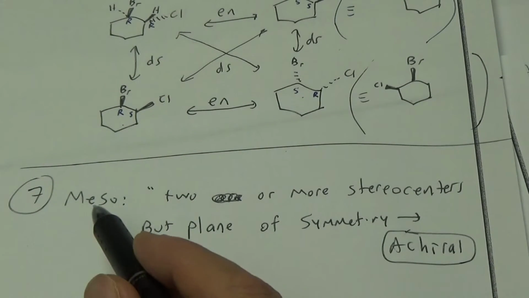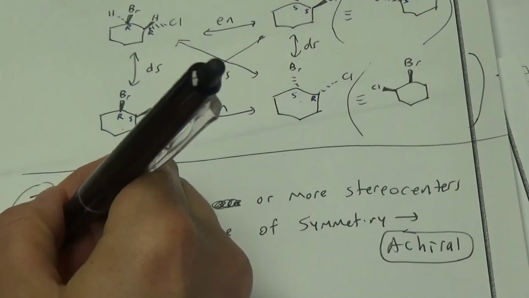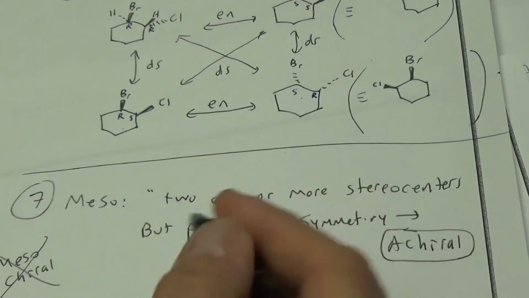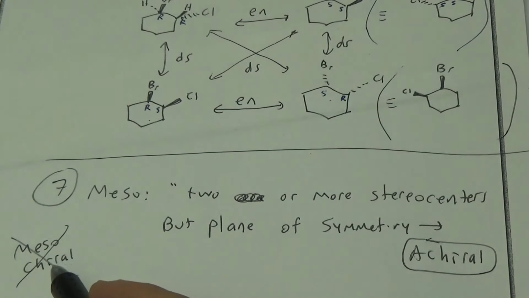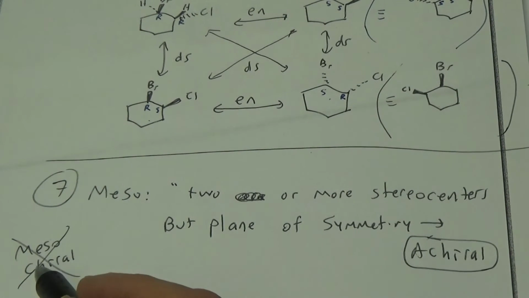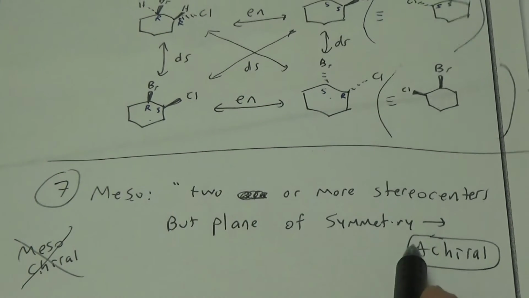Meso, if you see this meso property, it's always achiral. You will never see meso chiral, or chiral meso or something. Sometimes I leave that as a trick answer, just to fool you. Okay. So meso will never be chiral. Meso will always be achiral.